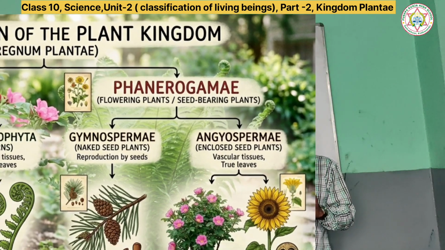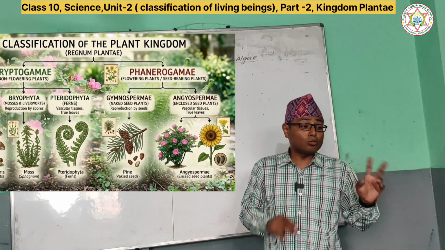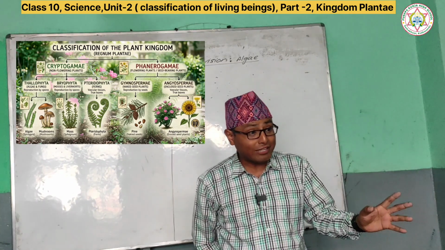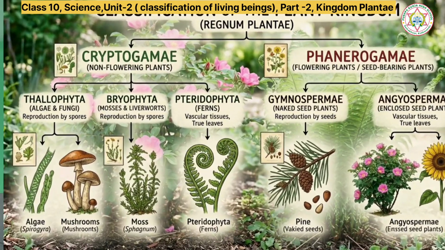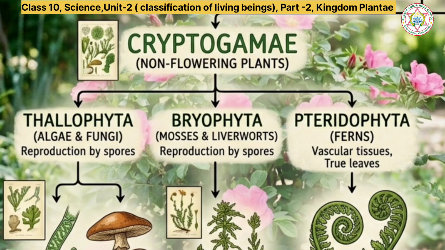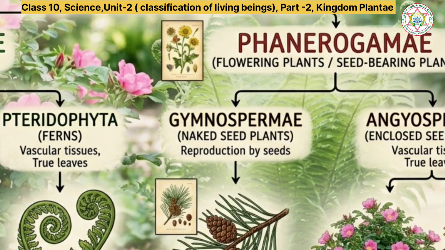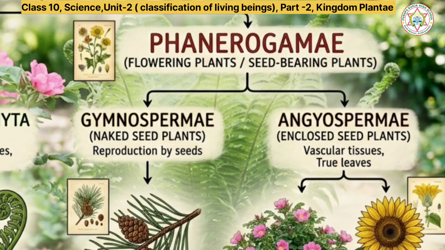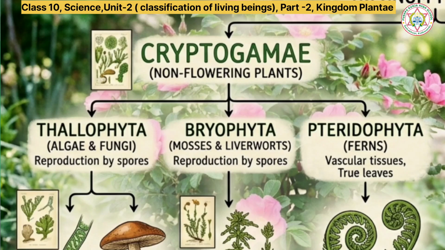In the 2 kingdom system, the plant kingdom is divided into 2 divisions. They are cryptogams and phanerogams. Cryptogams are non-flowering and phanerogams are flowering. Cryptogams are again divided into 3 divisions. What are they? Thallophyta, Bryophyta, Pteridophyta. These are the non-flowering plants. And phanerogams are divided into gymnosperm and angiosperm. Gymnosperm and angiosperm are flowering. And Thallophyta, Bryophyta and Pteridophyta are non-flowering.